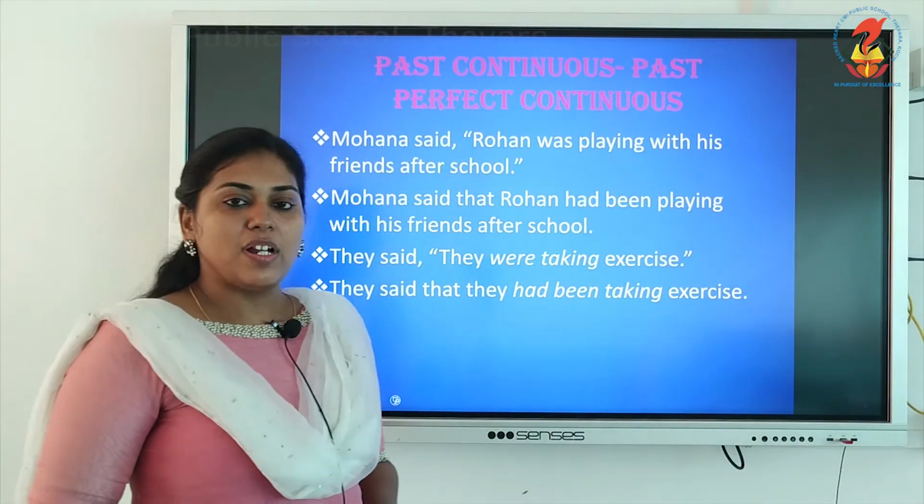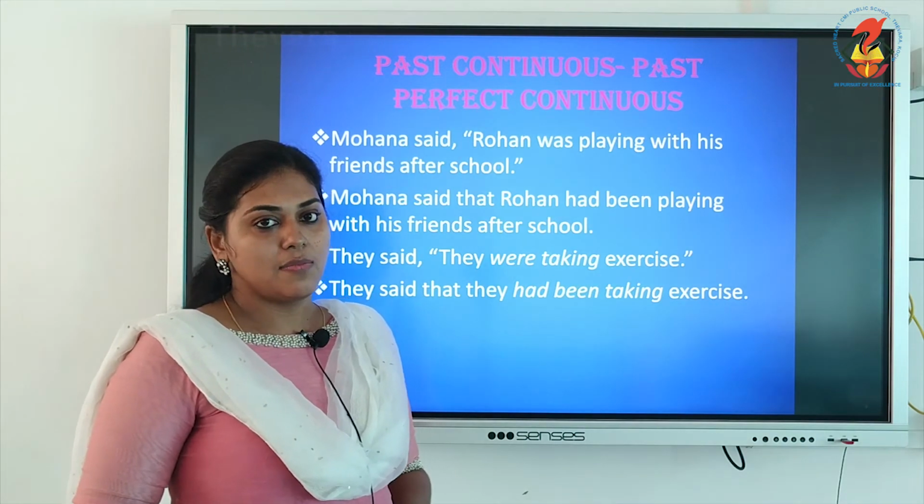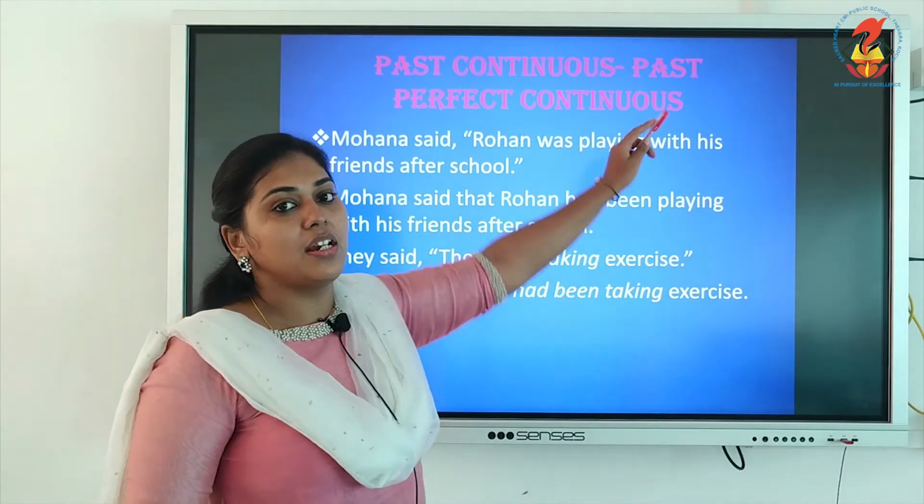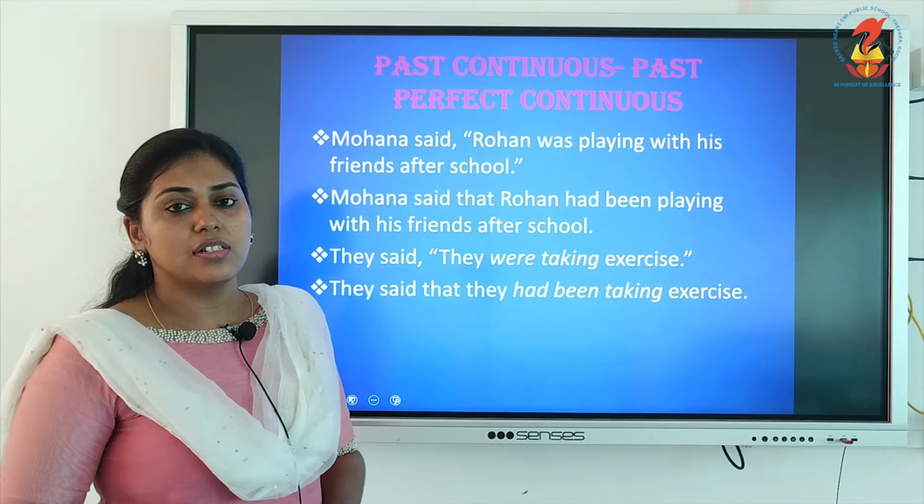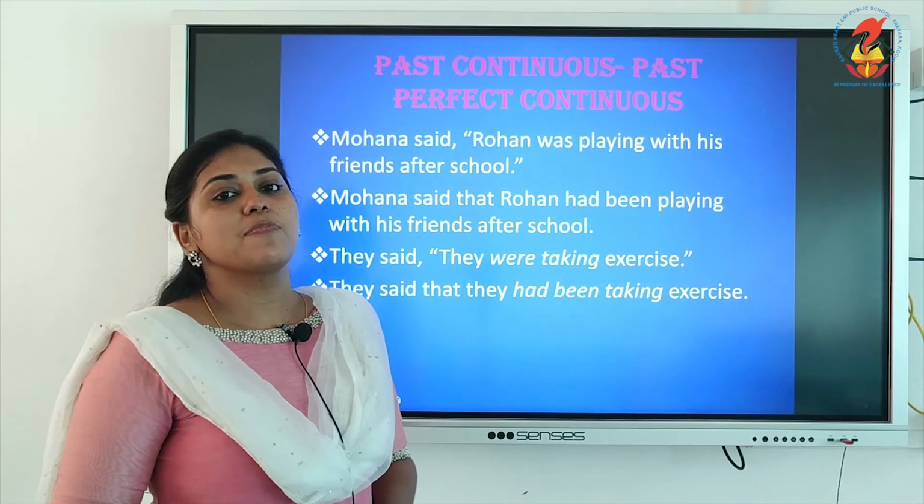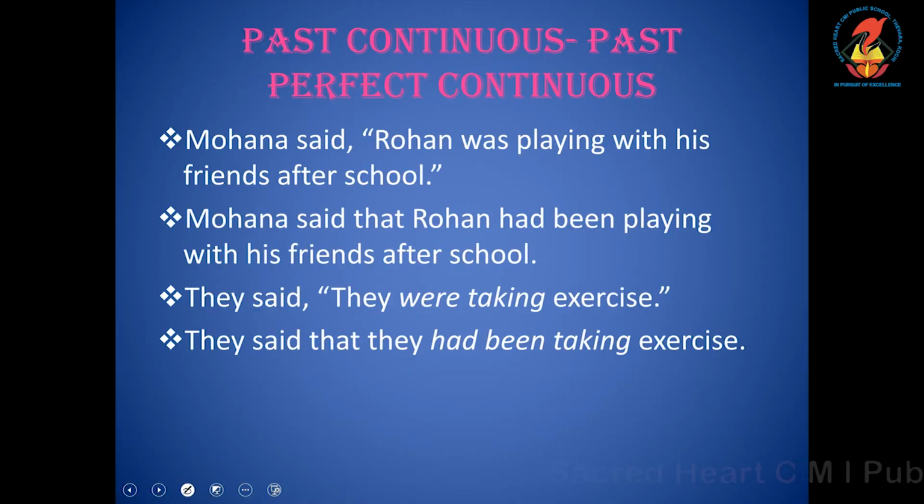Okay. Now the next one is past continuous tense. When past continuous tense comes in a sentence, you have to change it into past perfect continuous tense. What is the formula of past perfect continuous tense, children? It is had plus been plus past participle of the verb. So let's look at the example. Mohana said, Rohan was playing with his friends after school. This is the dialogue that we have to change into indirect speech.